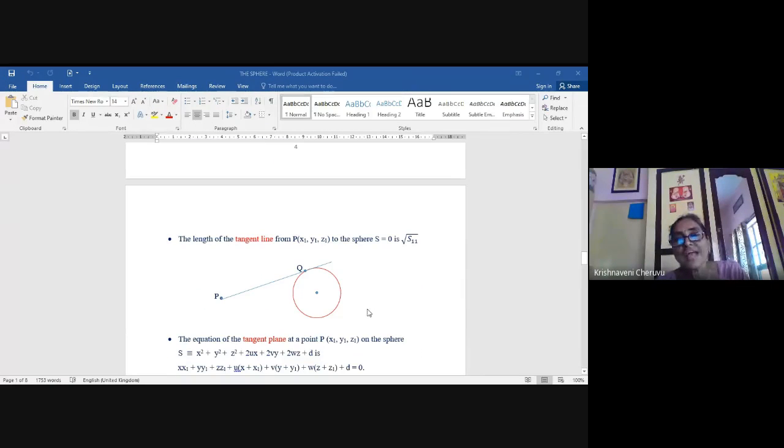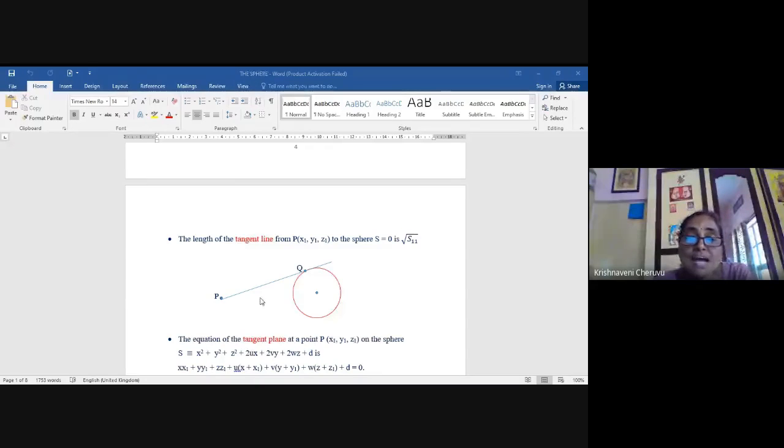Now this is about the tangent line. See, you have a sphere, girls. From a point outside the sphere, you draw a line touching the sphere. Here PQ is a line which touches the sphere at the point Q. Then this PQ line is called the tangent line.